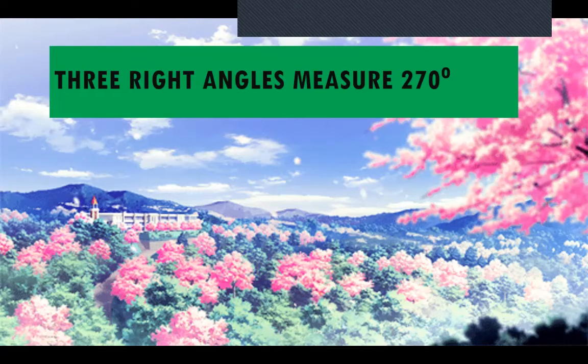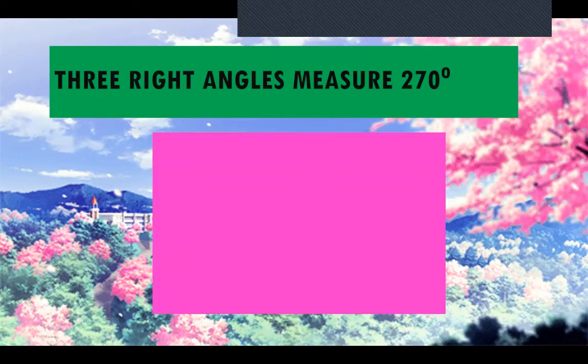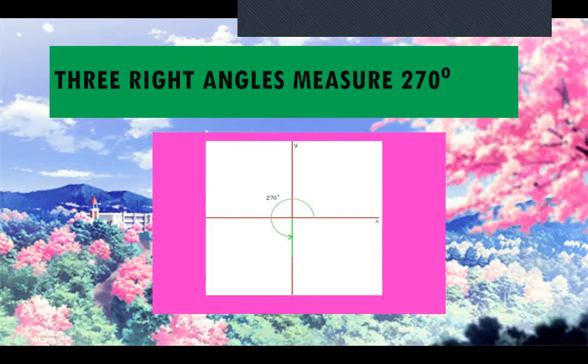Three right angles measure 270 degrees. Here you can see this one is one right angle, then another right angle, and the third one. So altogether, three right angles form 270 degrees.